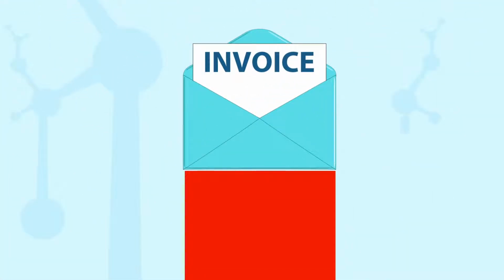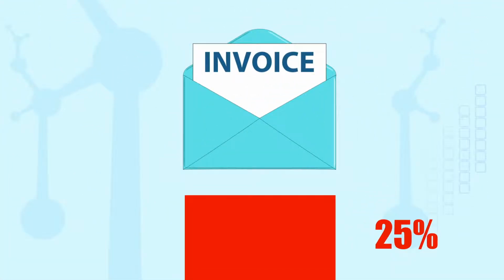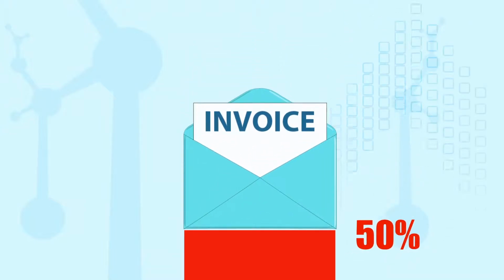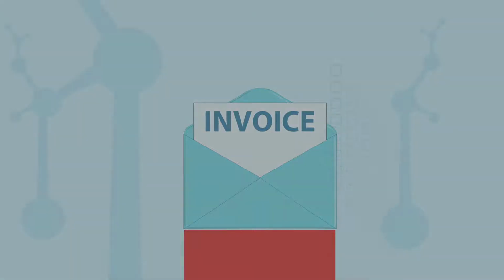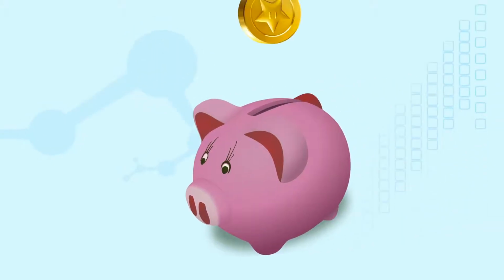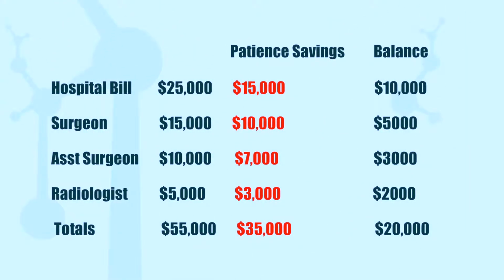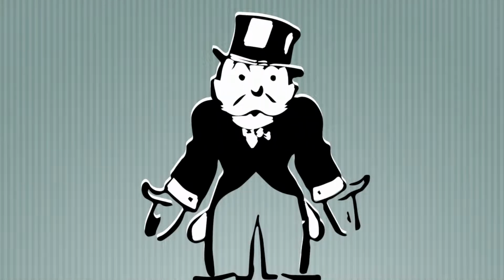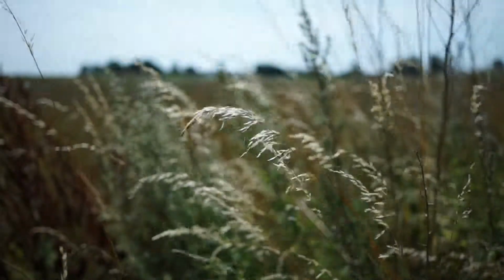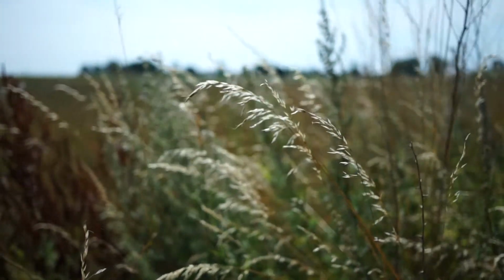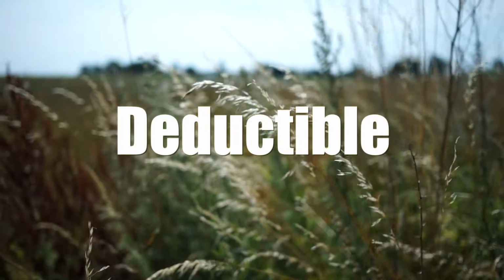This means that 25% to 50% is often subtracted from these invoices and will be forgiven or disappear. These negotiated savings substantially lower the total amount you owe to these providers. It may look like this after all your patient savings, although $20,000 is a lot lower than the original $55,000. This amount could throw many people into bankruptcy. Good news is, now another part of the insurance starts to work. This is when your deductible comes into play.